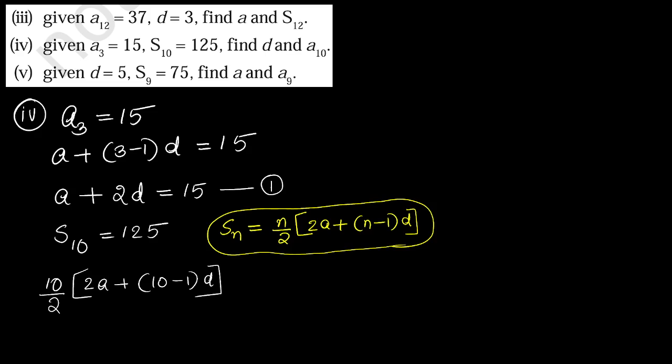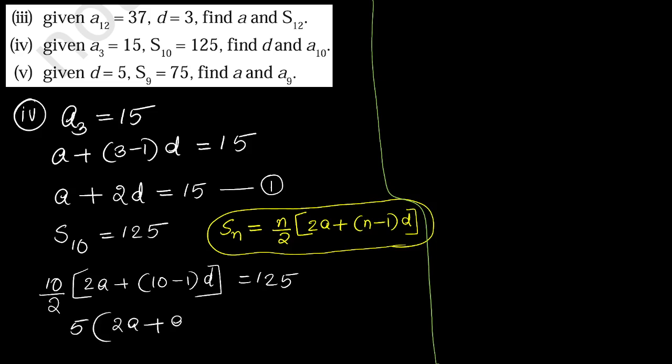Both a and d are not available. So n only is given. n is 10. n by 2 into 2a plus n minus 1 into d is given as 125. Let me complete 2 or 3 steps. After that you can ask me doubt. So what will be the next step? This 10 by 2 becomes 5. 5 into 2a plus 9d equal to 125.